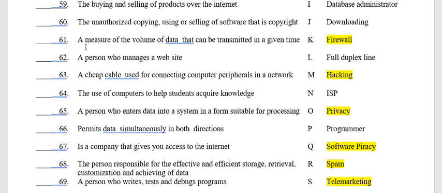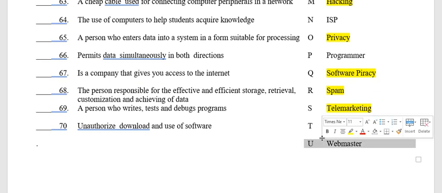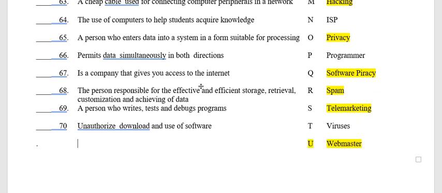A measurement of volume of data that can be transmitted in a given time. Okay, let's leave this for last. A person who manages a website is a webmaster here.